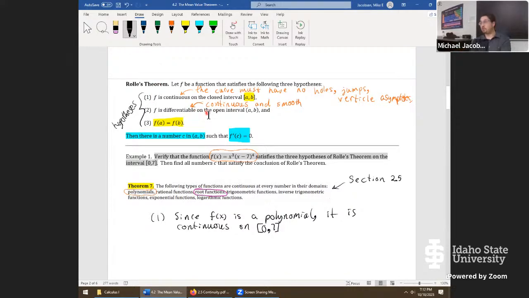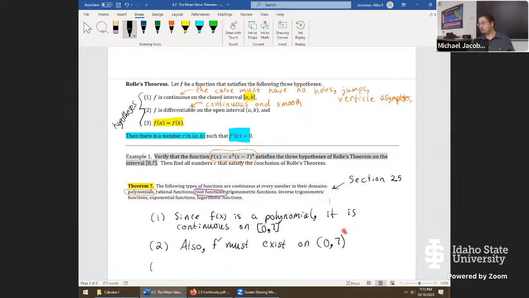Next, it has to be differentiable on the open interval from a to b. But polynomial functions, same issue. These are completely differentiable functions. So we can say here on part 2, also, f prime must exist on (0, 7). If we take the derivative of this, it still is a polynomial. It's of degree 7, it would just be reduced down to degree 6. So that would still be a derivative that exists. But we say exists on the open interval from 0 to 7, since we haven't defined differentiability on the boundary points.